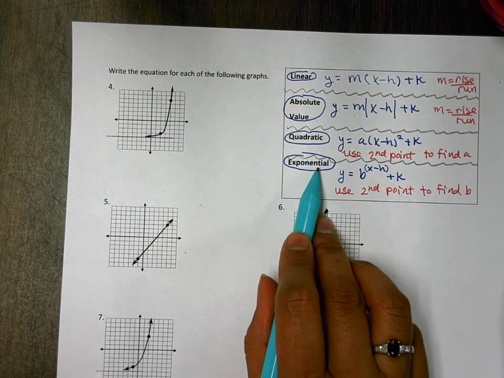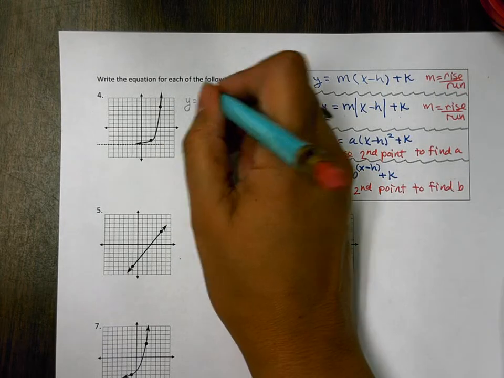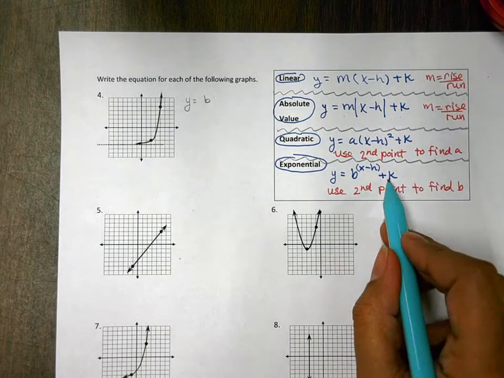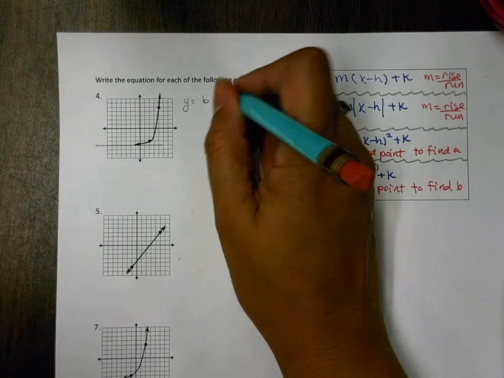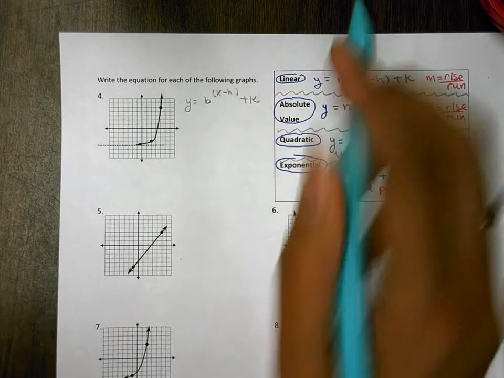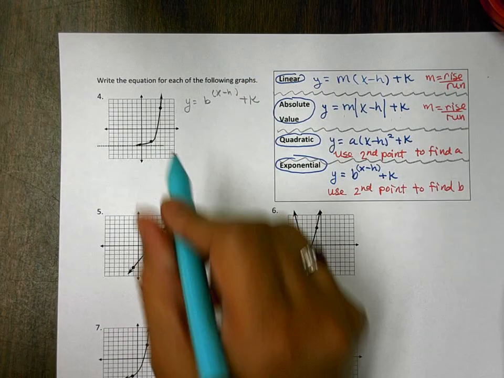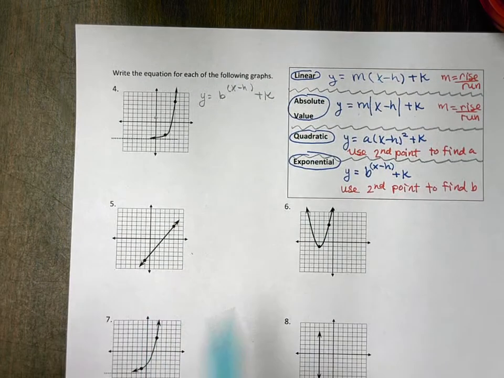We can tell by the way it looks. So let's write it down. Y equals, I don't know b, but I am going to figure out my h and k by the left-right movement. Okay, so y equals b raised to the x minus h plus k. Now remember, these guys are tricky because we start at 0, 1, not 0, 0. And that's where I figure out right, left, up, down.